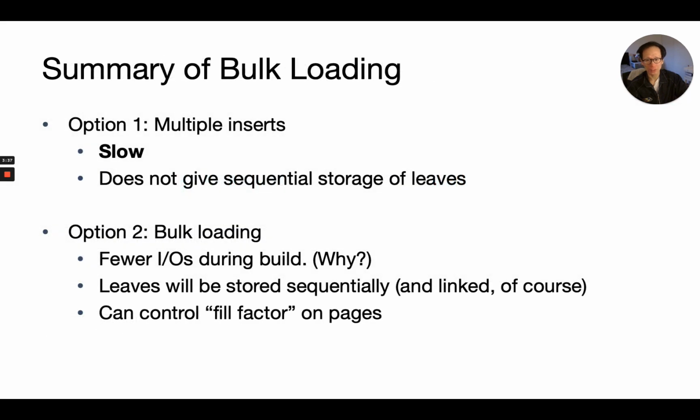So in summary, in this part of the lecture, I have shown you two different ways of doing bulk loading of tuples into a B+ tree. The first one is to do multiple insertions. We insert one tuple at a time into the B+ tree, which is definitely going to be slow because of all the poor cache efficiency aspects. And also, the leaf pages will end up in a random order because of the way that we insert these tuples in a random way.